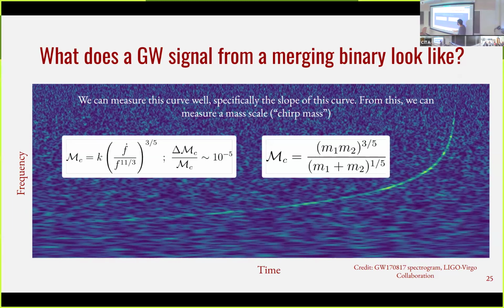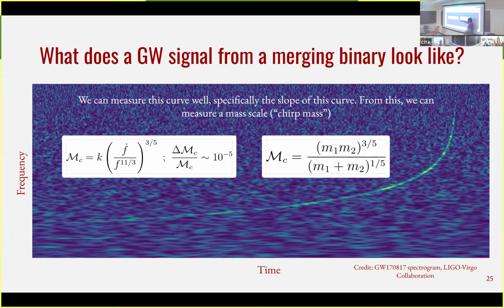In gravitational wave detectors, what we really measure best is actually the slope of this curve, the slope of the frequency as a function of time. Now you can take that slope and the frequency and construct a mass scale out of it, and this mass scale is very evidently known as the chirp mass. So I take the slope of this curve, which is f dot, divided by some frequency raised to some power, multiplied by a fundamental constant, and lo and behold, I get something called the chirp mass.